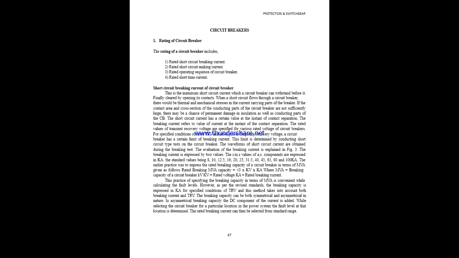The rating includes the rated short circuit breaking current, short circuit making current, rated operating sequence of the circuit breaker, and rated short time current. Breaking capacity is the maximum value of the current which has to be broken. While considering the making current, it is expressed as a value like the breaking capacity, but it may so happen that the circuit breaker may close.